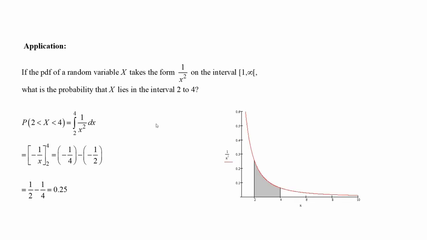To illustrate this, we draw the probability density function here, and we see the probability density function is definitely positive for all values of x, and the probability that we're calculating here is given by the shaded area, or the area under the curve between the lower limit 2 and the upper limit 4.